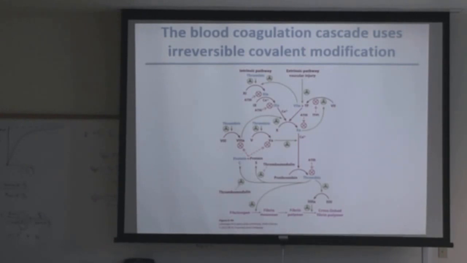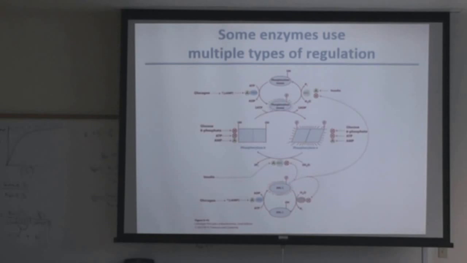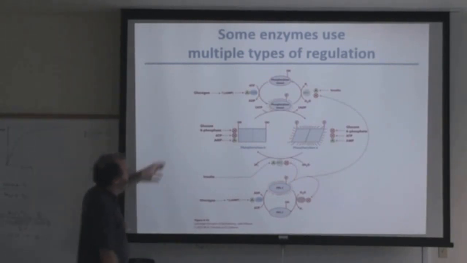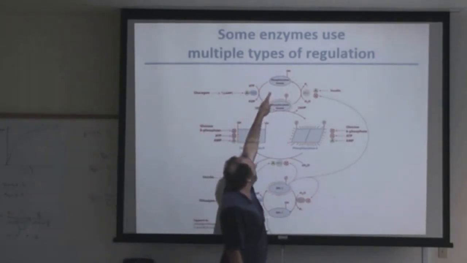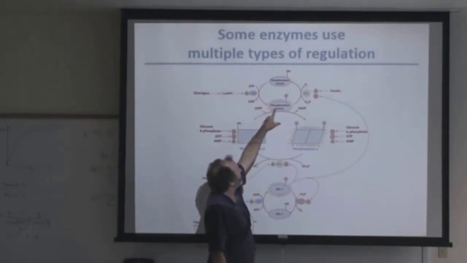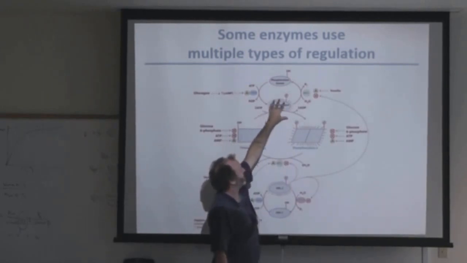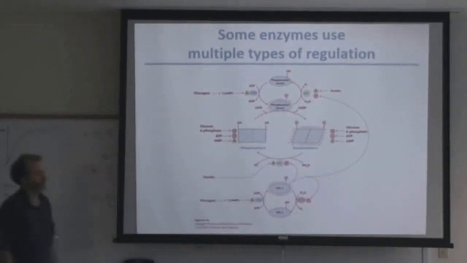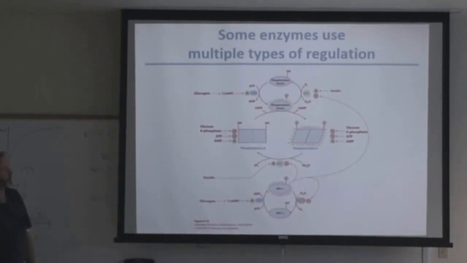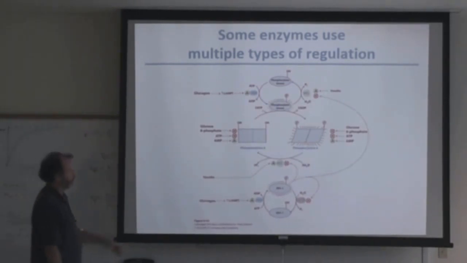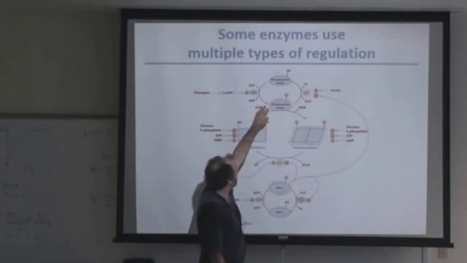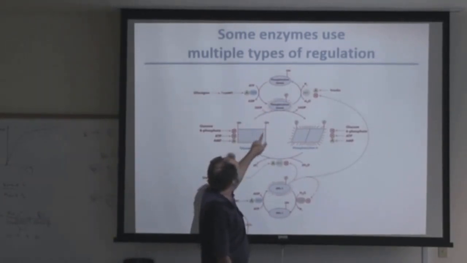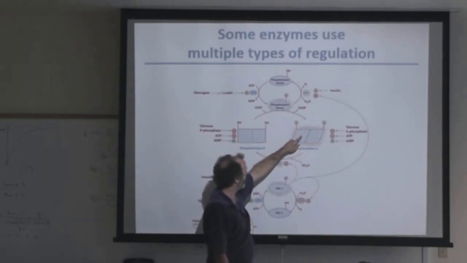But a lot of these are modified also irreversibly. Some enzymes use multiple types of regulation. Actually, most enzymes you'll see in the pathways when we get to the metabolism are going to use multiple forms of regulation. So this is an example of phosphorylase kinase. And the active phosphorylase kinase basically is modified with a phosphate group. So phosphorylase kinase is going to phosphorylate phosphorylase B to form phosphorylase A.